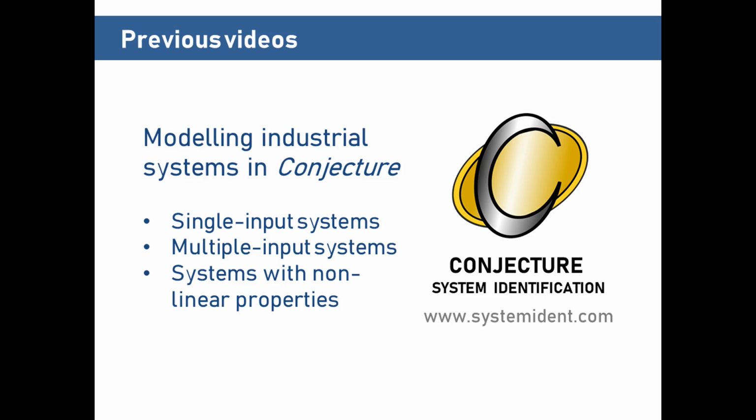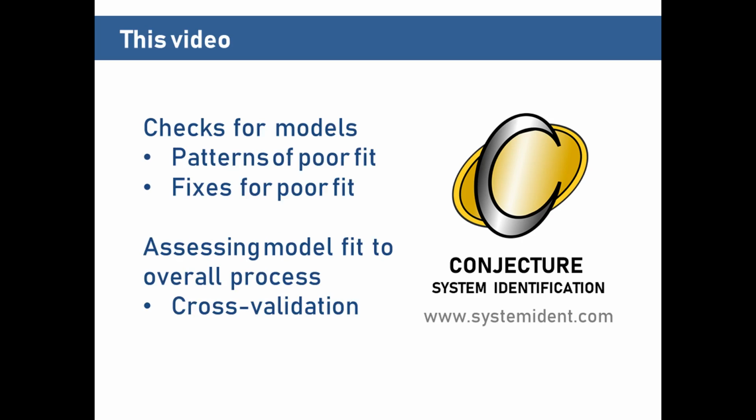We modeled systems with a single input and single output, multiple inputs, and looked at how to deal with systems with nonlinear properties. In this video, we're finishing up our training series by looking at some checks that we can do on our data and on the models we have fitted in Conjecture to evaluate how well our model reflects our process and, if not, how to improve its fit. We'll look at patterns of poor fit, what they might mean, and what we could do to fix them.